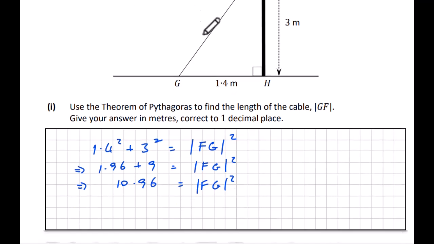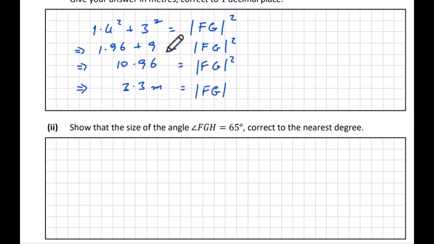and what we've got to do then is just square root both sides. So the distance from F to G is just the square root of 10.96, and we've got to do this to one decimal place, so it is 3.3 meters. Okay, so let's look at part 2.